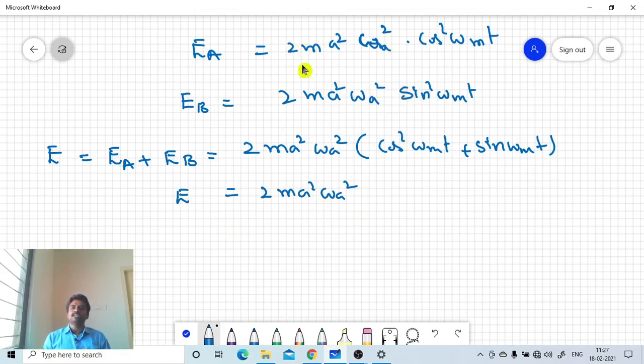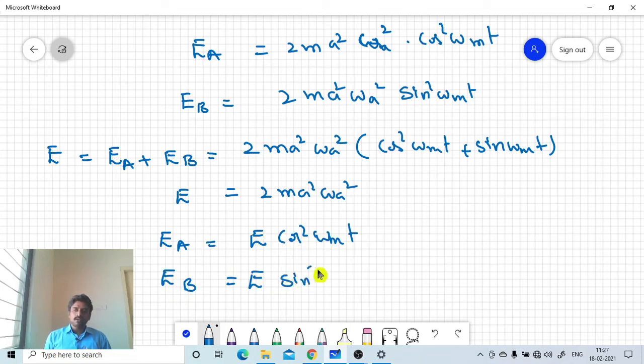So can I write here that Ea is equal to E into cos square omega m t, and Eb is equal to E into sin square omega m t? Can I write like this? So Ea is equal to E into cos square omega m into t. In a similar manner, Eb is equal to E into sin square omega m into t. We will write like this, taking the cos square and sin square as a common term.